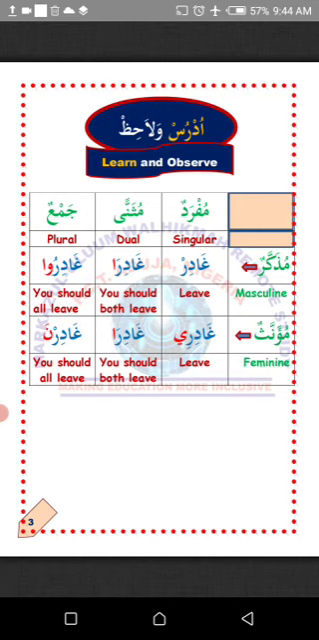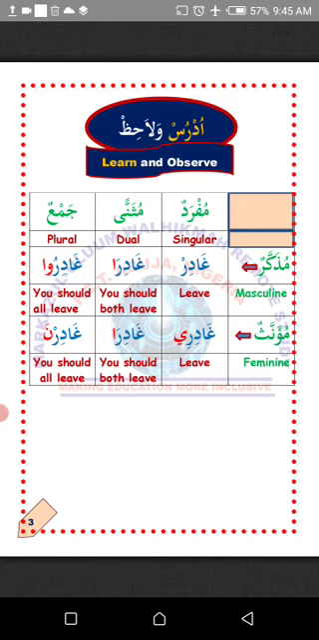Then we talk about mudhakkar. Mudhakkarun, masculine, is a word in Arabic that represents a male person or a male object. Just like the verb غادر can only be used to command a single male person to leave. If they are two, all you need to do is attach alifun to the last letter. Once alifun is attached, the letter before it must take fataha. So the verb غادر will now become غادرا, which means you should both leave.